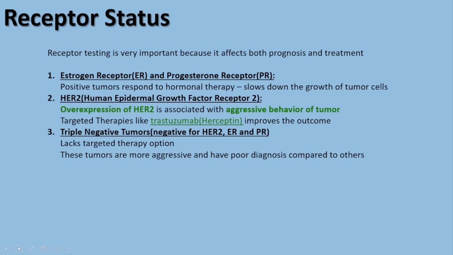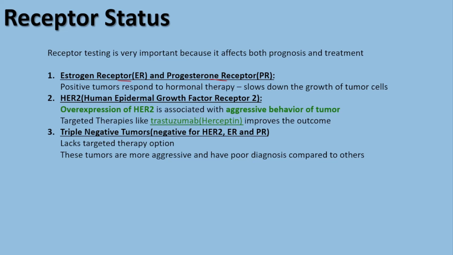Now let's talk about the receptor status in case of invasive ductal carcinoma, and this is one of the most important information that you have to know for your board examination. So invasive ductal carcinoma can have 3 types of receptors on its surface. We can have estrogen receptor and progesterone receptor, and this is a very good news because if the tumor is positive for estrogen receptor and progesterone receptor, we can use hormonal therapy in order to slow down the growth of the tumor.